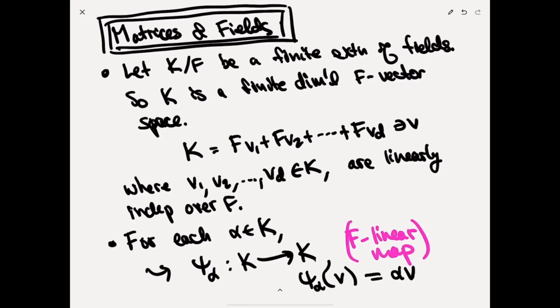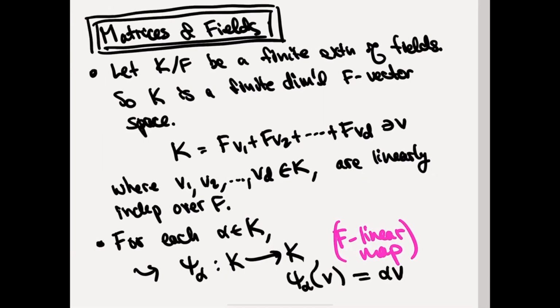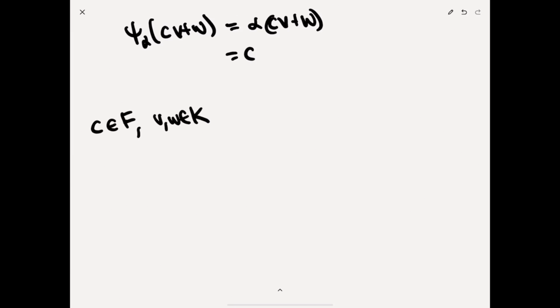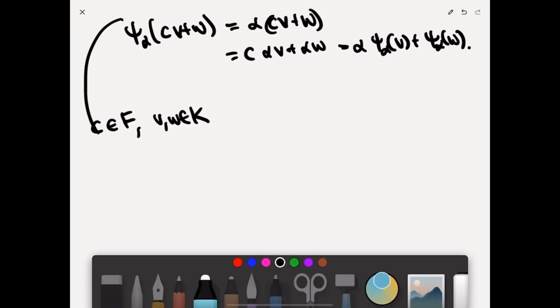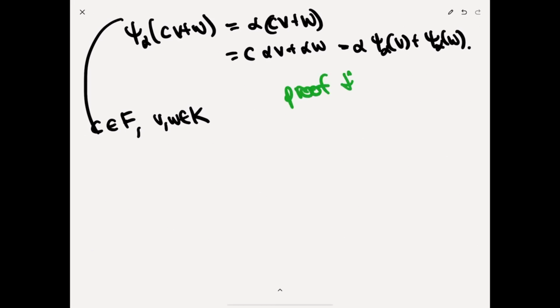Okay, so what we have is that psi alpha. So what we really need to do is we could write down. This is a linear map. Let's prove that it's linear. So if we have two elements, let's write it like this: alpha times cv plus w, where c is in F, and v and w are in K. Okay, so this is c alpha v plus alpha w, and so this is just c psi alpha v plus psi alpha w. Okay, so it's a linear map. I'm not lying to you. Okay. So this is here a little proof that the map is linear.